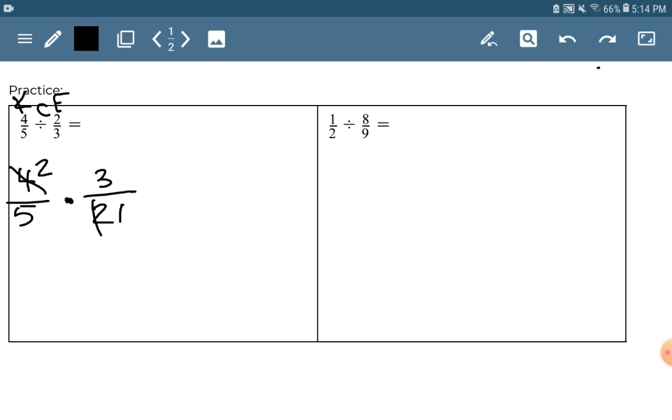Step 3 is to multiply across. So I'm going to multiply straight across my numerators. 2 times 3 is 6. Straight across my denominator, 5 times 1 is 5.